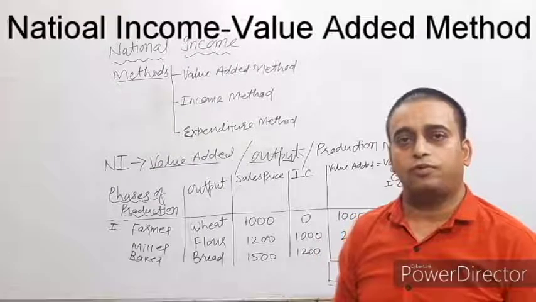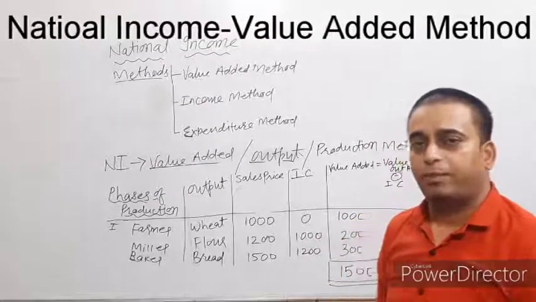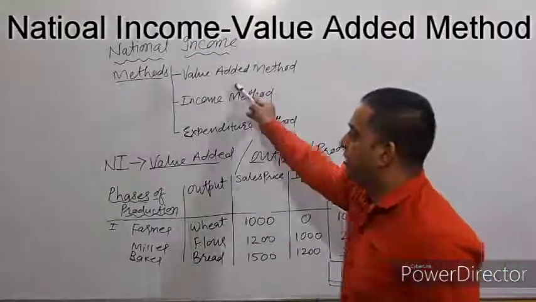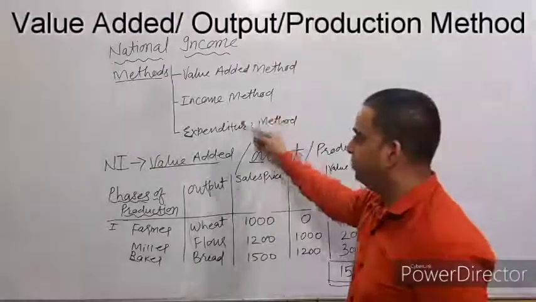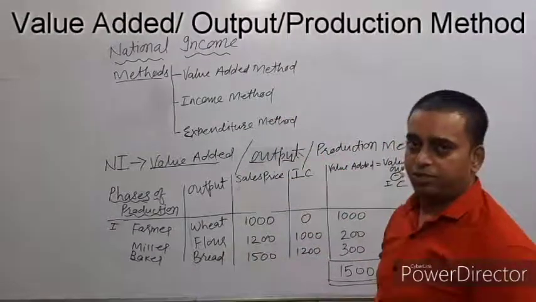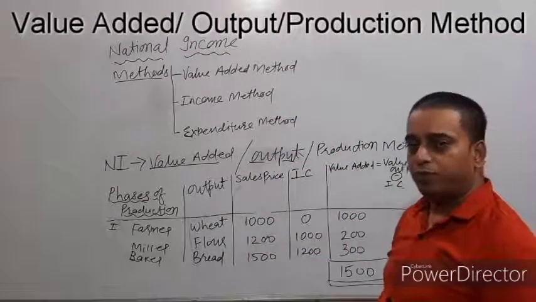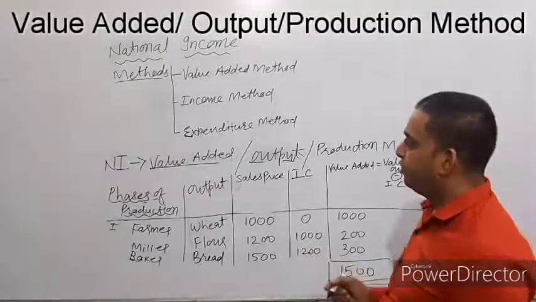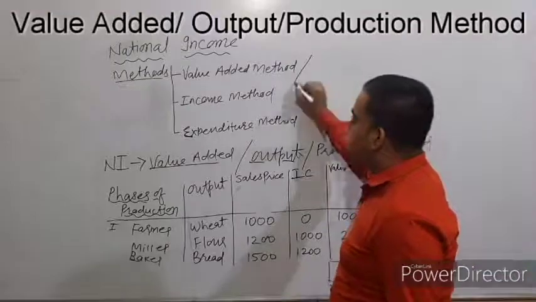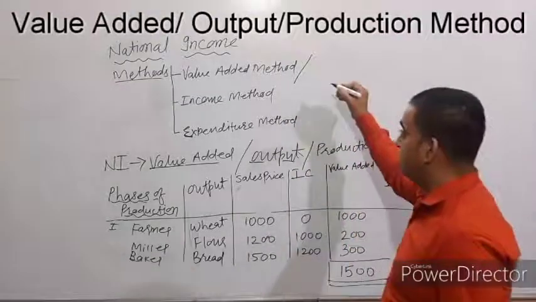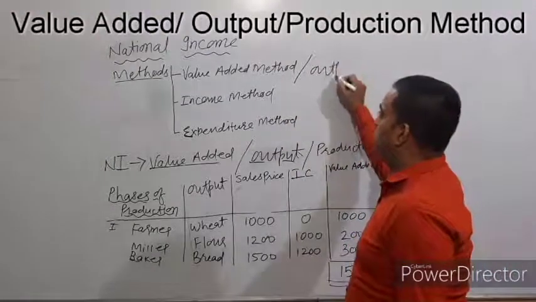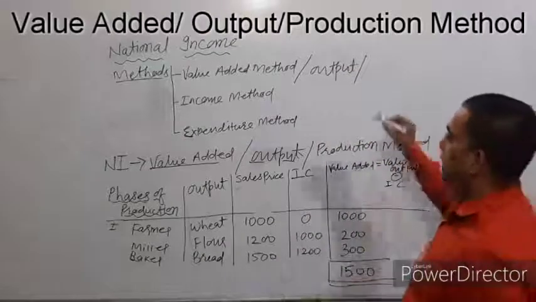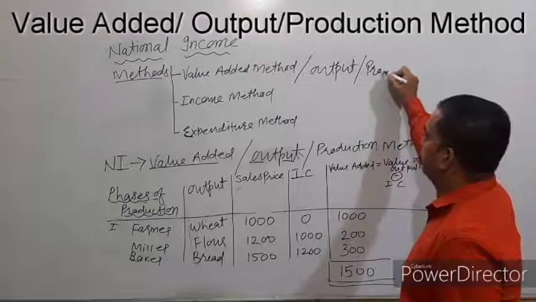Understand methods of national income. Methods of national income means value added method, income method, expenditure method. So first of all, the first method we have to understand is the value added method. Another name is the output method, or we can say the production method.